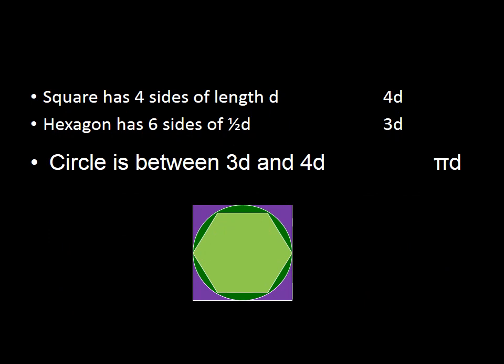Square has 4 sides of length d, so the perimeter is 4d. Hexagon has 6 sides of half d, so the perimeter is 3d. Circle is between 3d and 4d. It is pi d.